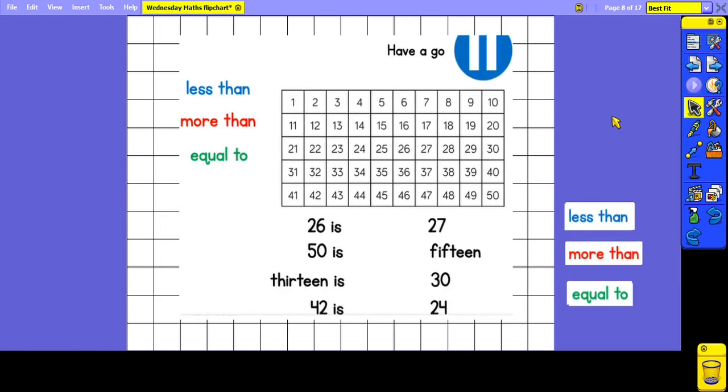This time you're going to have a go, so you are comparing these numbers here, and this is a little bit more tricky this time because you have got numbers written as words thrown in there as well. So pause the video now and have a go.